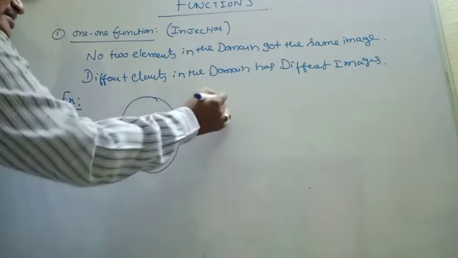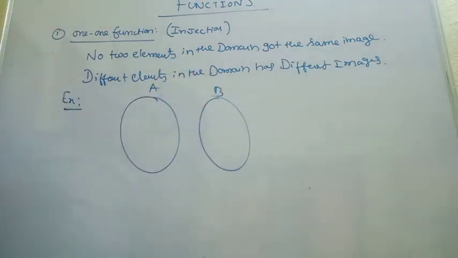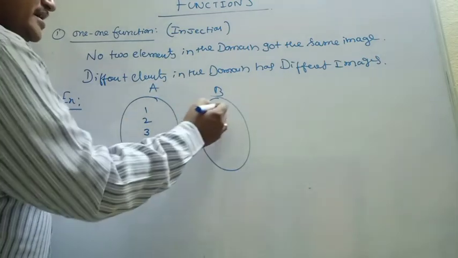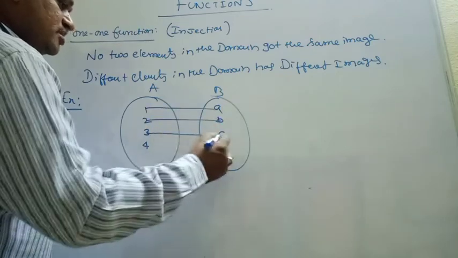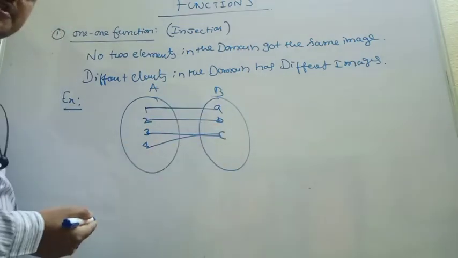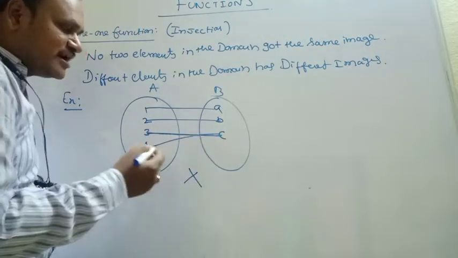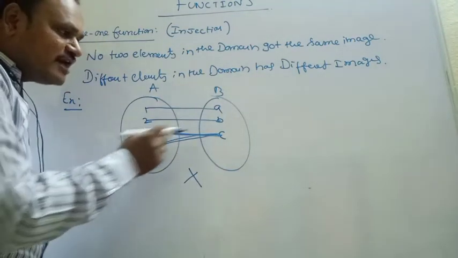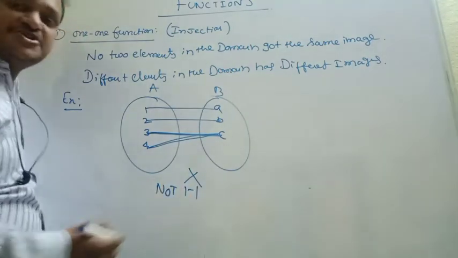Suppose I have set A and set B, with 1, 2, 3, 4 in A and A, B, C in B. 1 with A, 2 with B, 3 with C, 4 with C. Is it a one-one function? No, it is not, because 3 corresponds with C and 4 also corresponds with C. Therefore, 3 and 4 both have the same image. That's why it is not a one-one function.